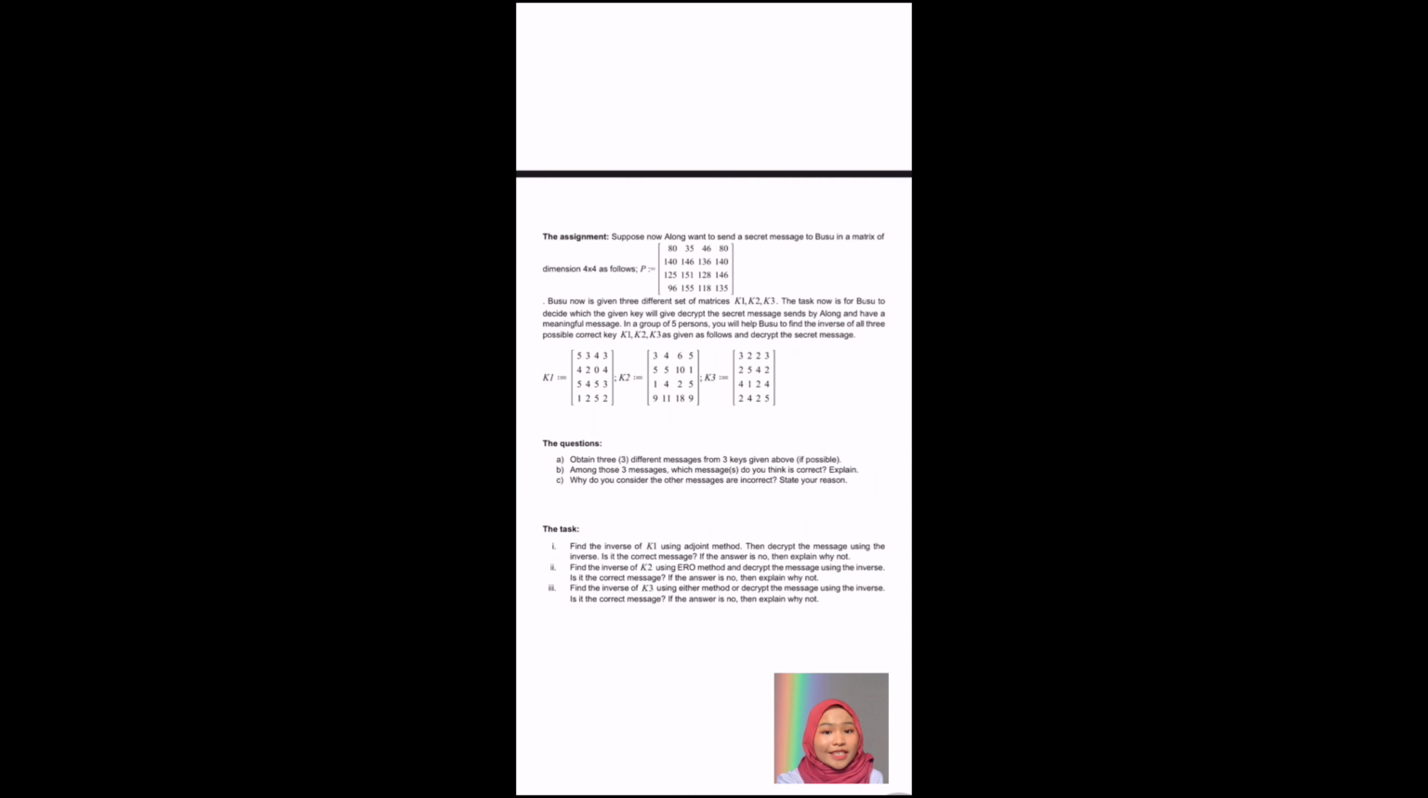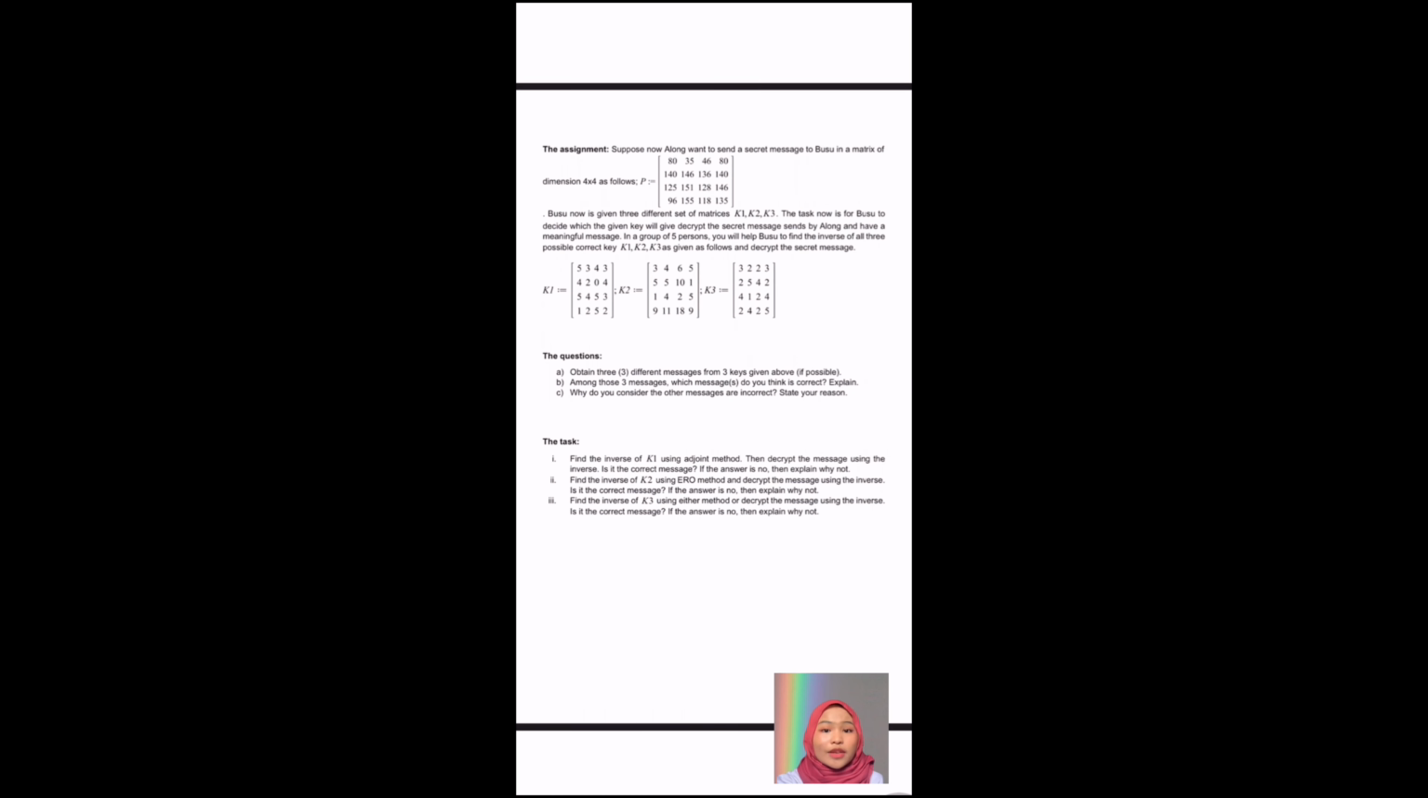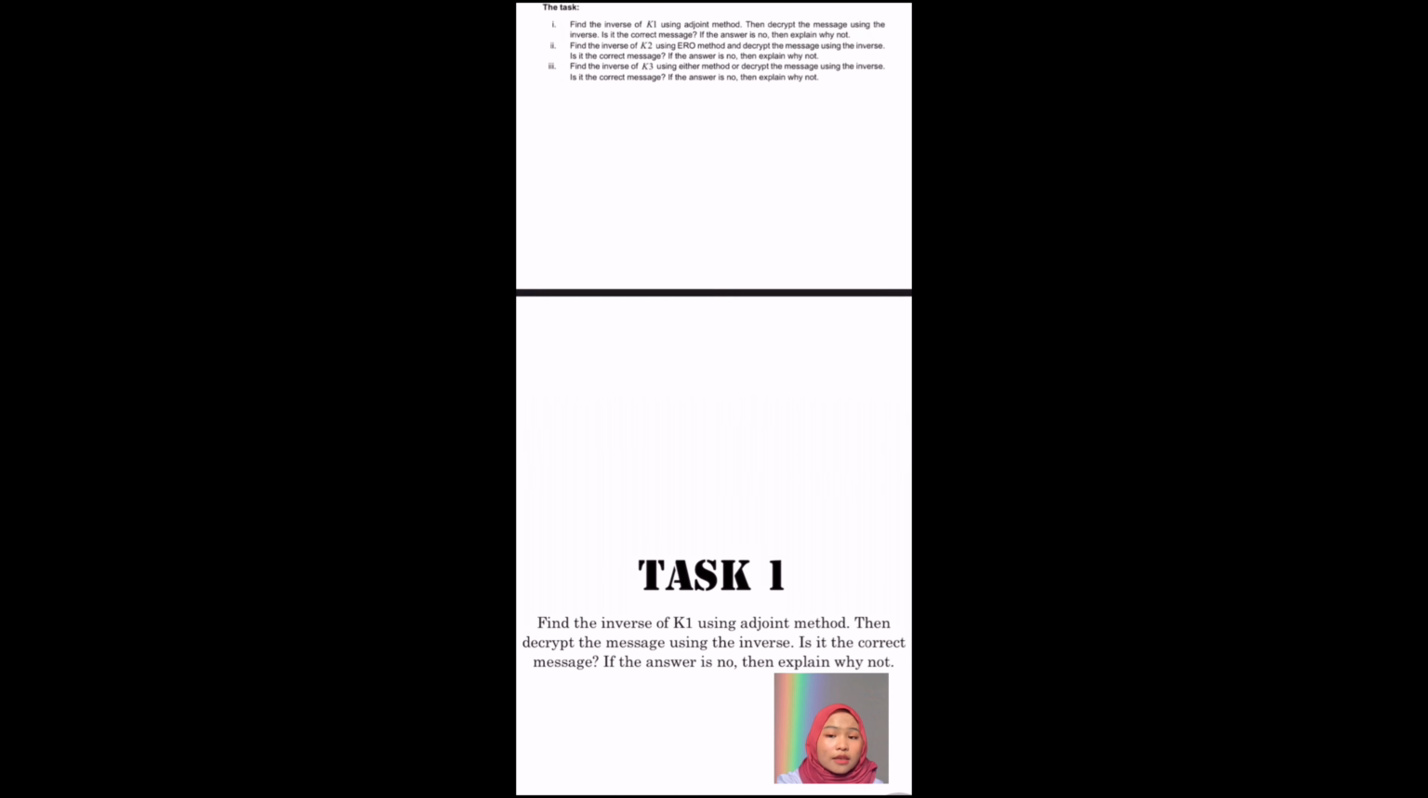Now it's given three different sets of matrices K1, K2, and K3. The task is now for Busu to decide which of the given keys will decrypt the secret message sent by Alon and give a meaningful message. The questions: A. Obtain three different messages from the three keys given above, if possible. B. Among those three messages, which message do you think is correct? Explain. C. Why do you consider the other messages incorrect? State your reason.